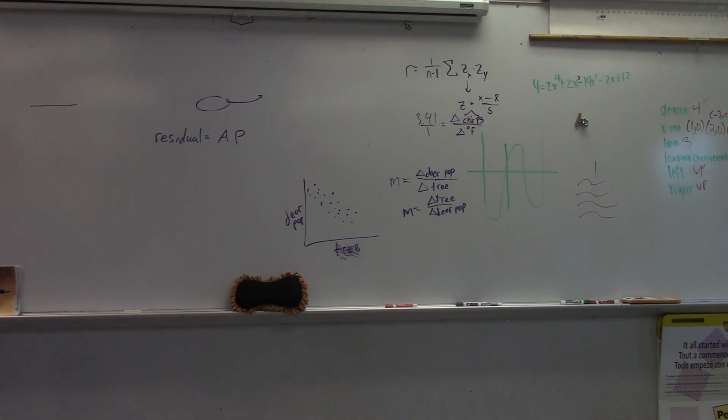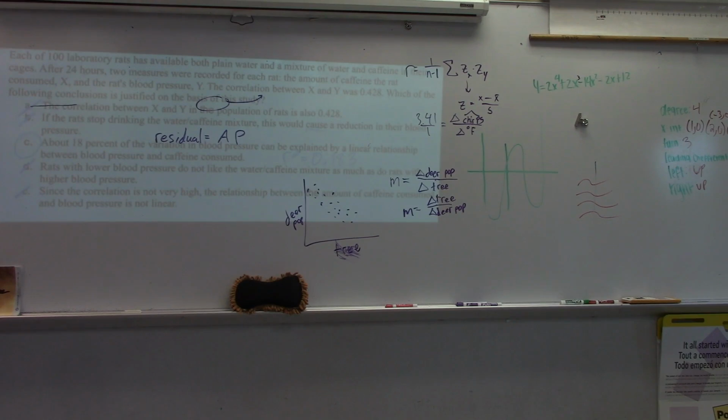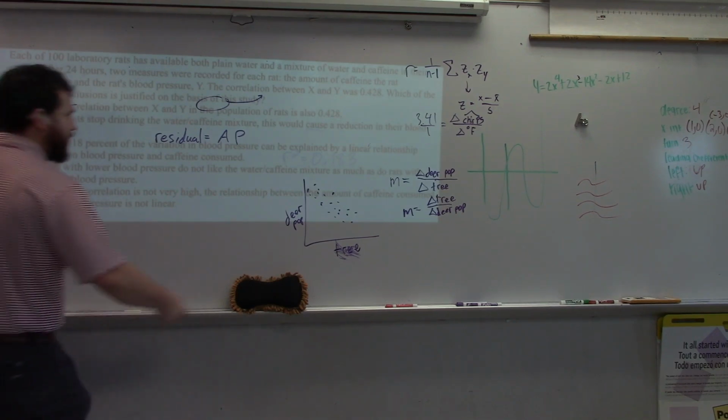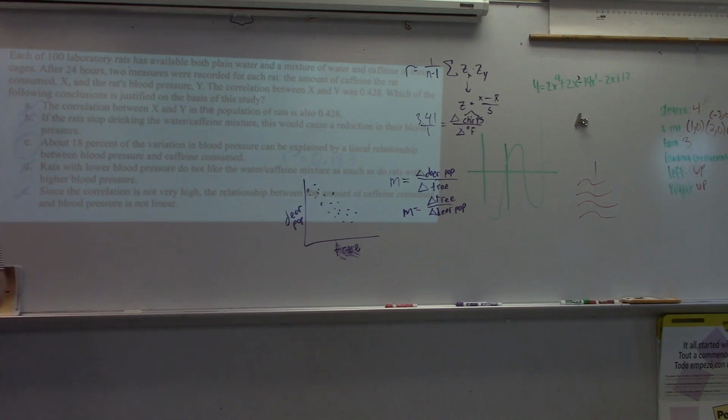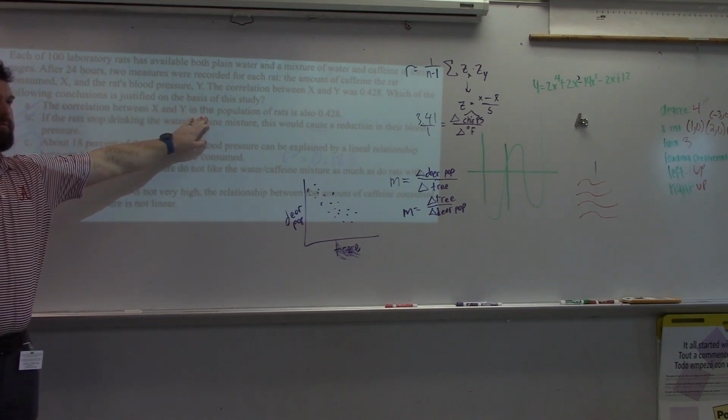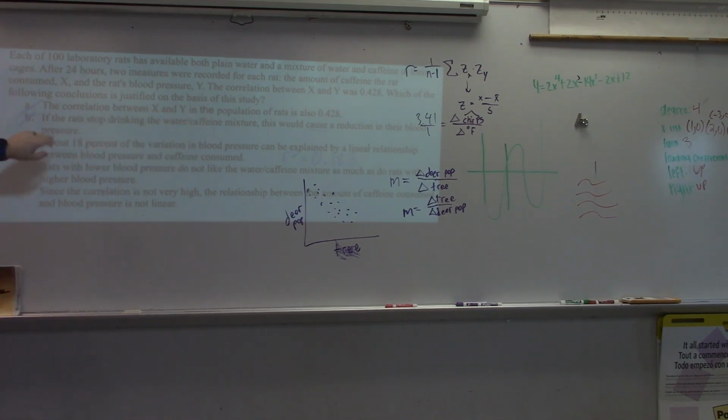All right, do we need to talk about the next one? You already said yes. Okay, first things first, guys, use process of elimination. If you don't like C, that's fair, that's understandable. However, there's not anything to eliminate it, right? First off, if we have a correlation from a sample, does that mean we have a correlation for a population? No, so we cannot pick A. B, if the rats stopped drinking the water and caffeine mixture, this would cause a reduction. Why is that a problem there?